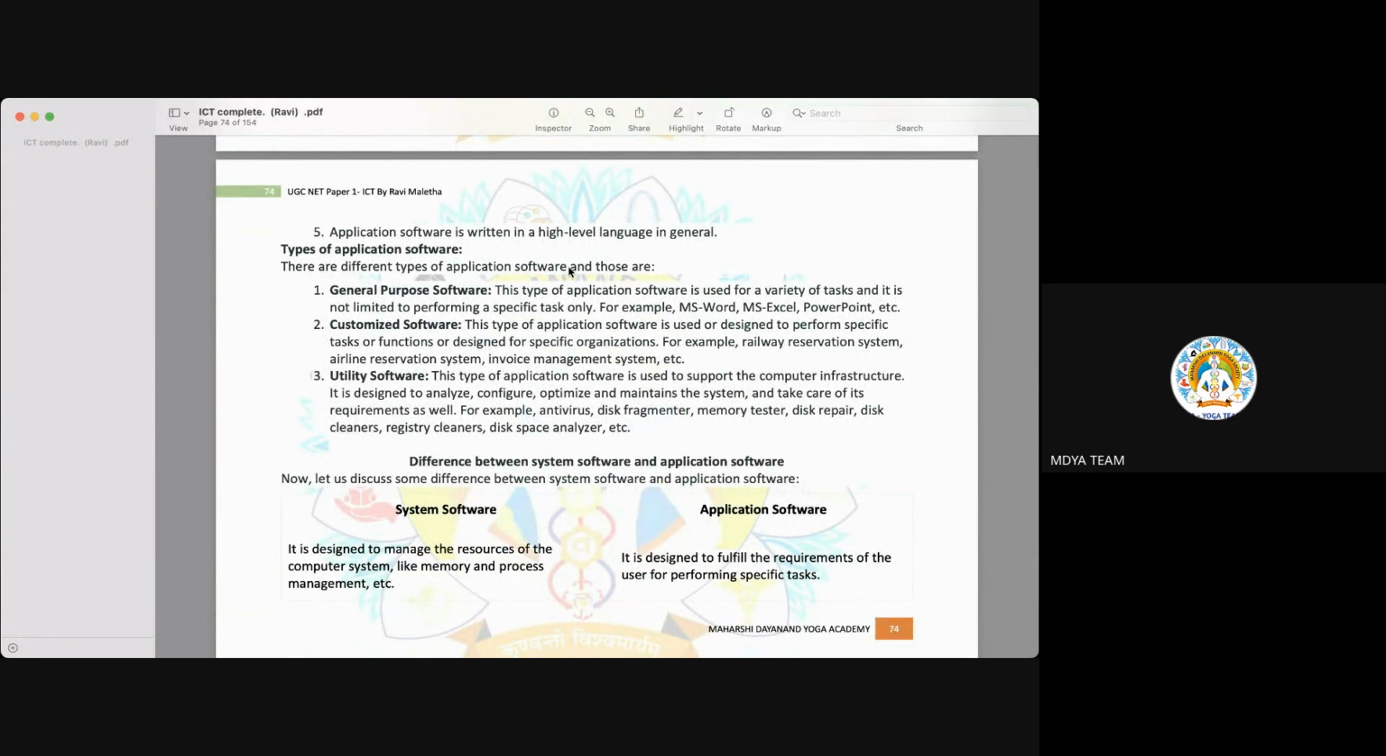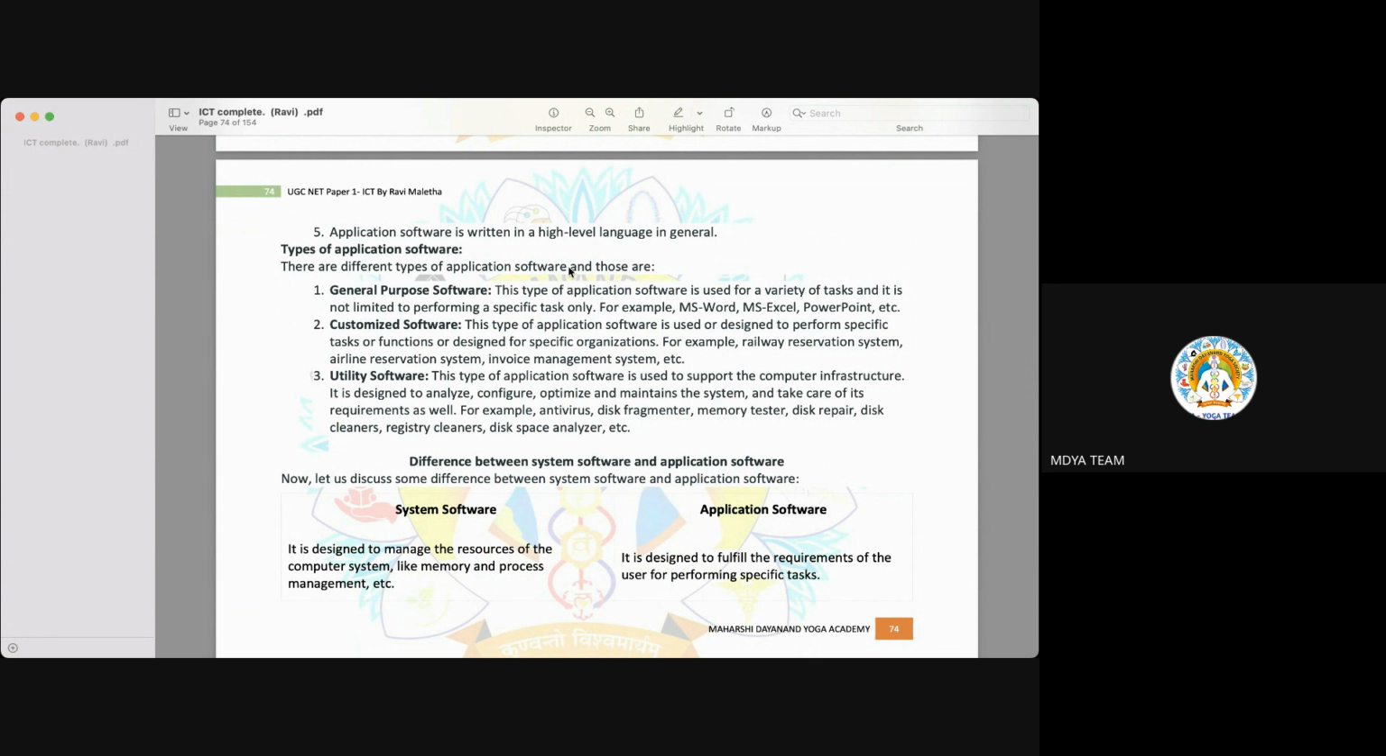Now there are many languages; earlier there were very few languages. What are the types of application software? They are general purpose, customized, or utility software, which we have somewhat seen earlier also. The general purpose software is the software used for a variety of tasks, and it is not limited to performing a specific task only.